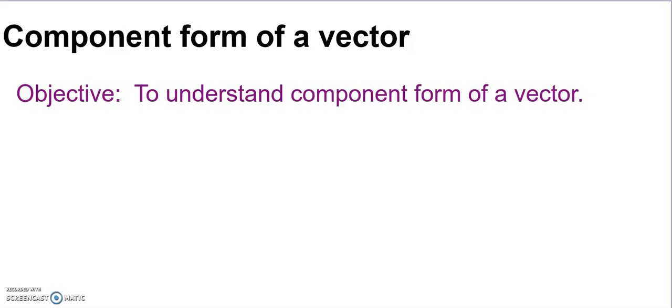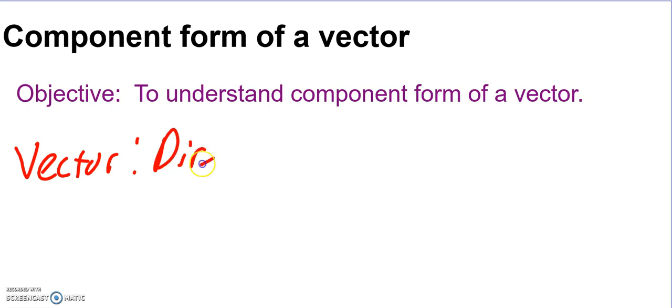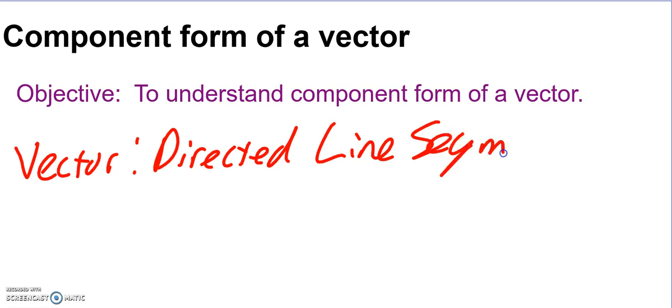All right, so now hopefully after watching that first video, you have a good understanding of what a vector is. So let's define it. Can anybody tell me from that video what is a vector? Will, what was that? Very good, a directed line segment. Excellent. So a vector is a directed line segment.